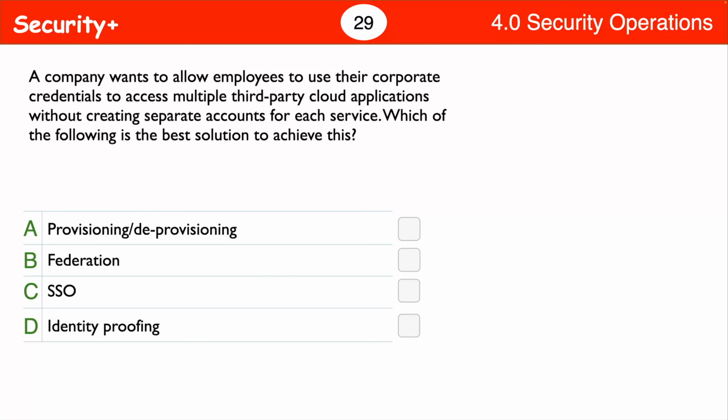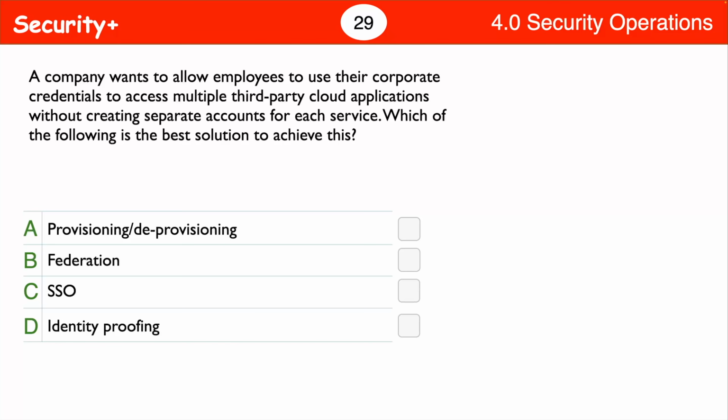Question 29. A company wants to allow employees to use their corporate credentials to access multiple third-party cloud applications without creating separate accounts for each service. Which of the following is the best solution to achieve this? A, provisioning/deprovisioning. B, federation. C, SSO. Or D, identity proofing.